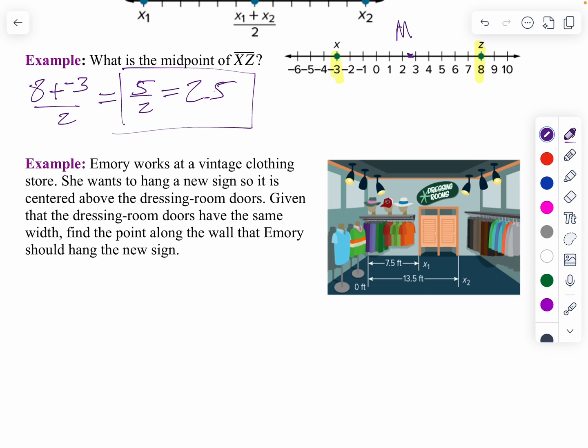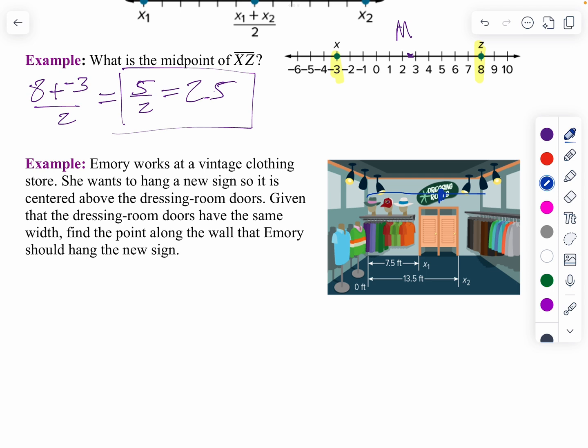Now, let's take a look at our next example. Emery works at a vintage clothing store. She wants to have a new sign that's centered above the dressing room doors. Given that the dressing room doors have the same width, find the point along the wall that Emery should hang the new sign. So we've got this sign that we're going to put along the wall, and I want to know where I should hang it, because I know this is going to be the midpoint.